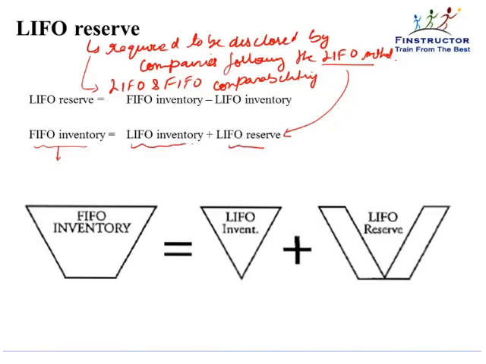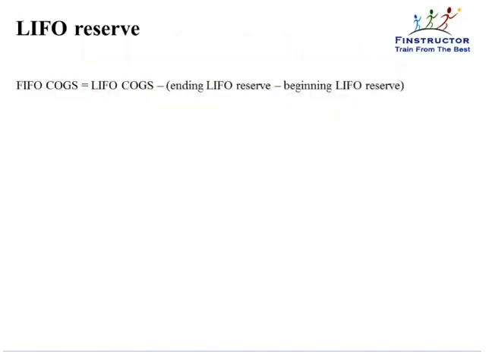So if I'm comparing two companies, one follows the FIFO method, the other follows the LIFO method, then the company following the LIFO method would also disclose the LIFO reserve that I can add to its inventory value and then compare the inventory levels of both for my analysis. So the LIFO reserve, once again, is what needs to be added to the LIFO inventory to get the FIFO inventory.